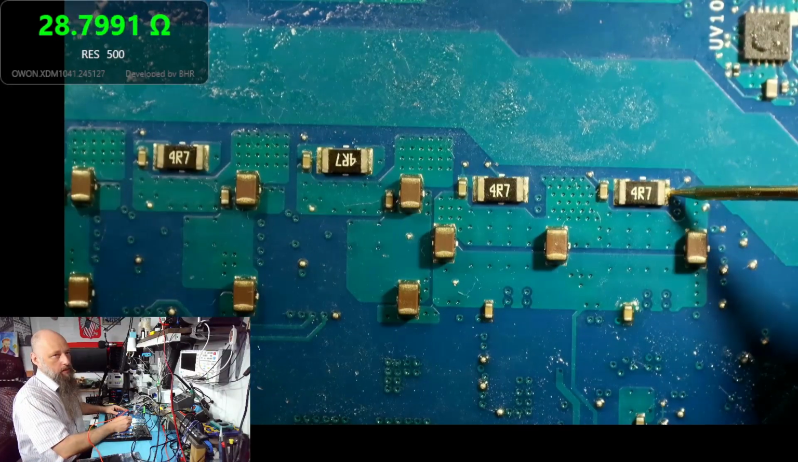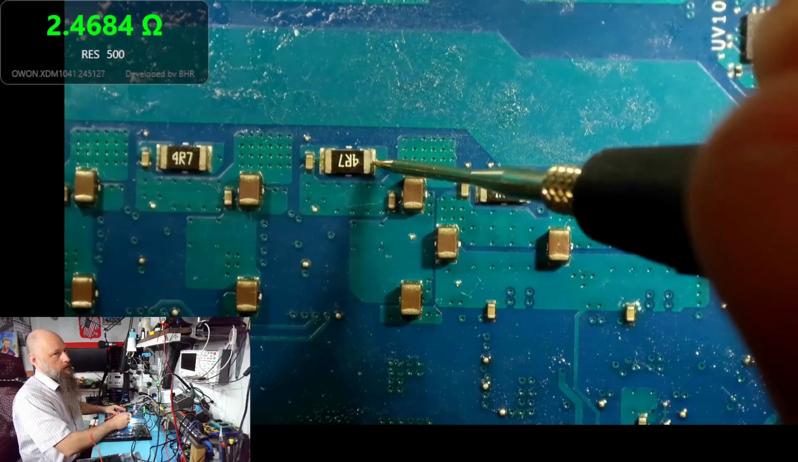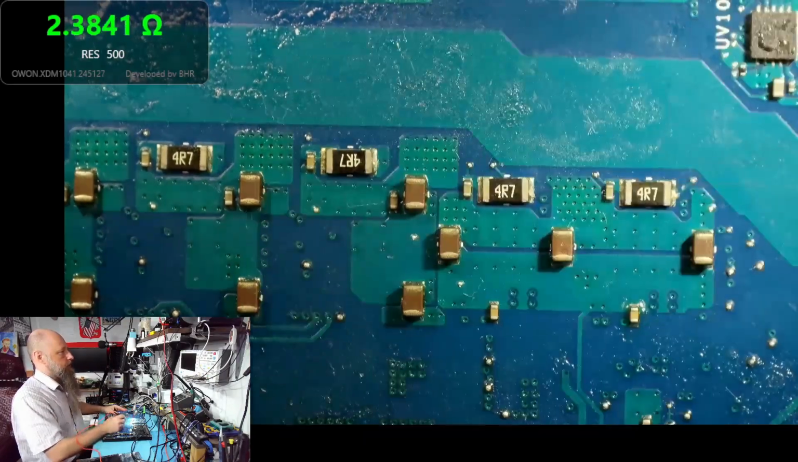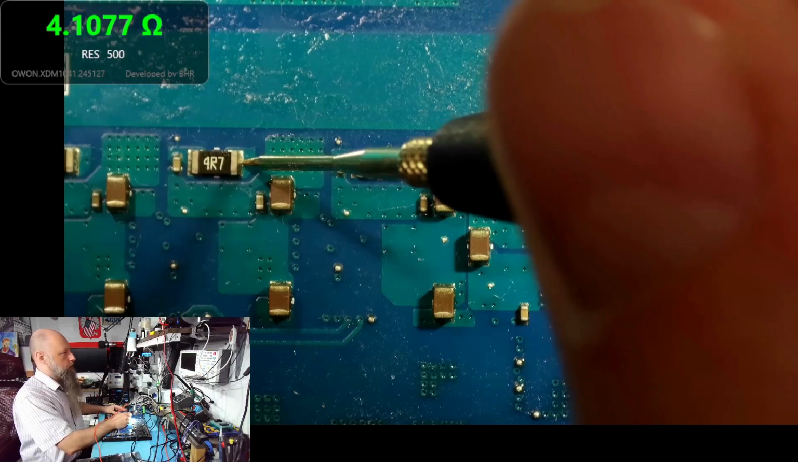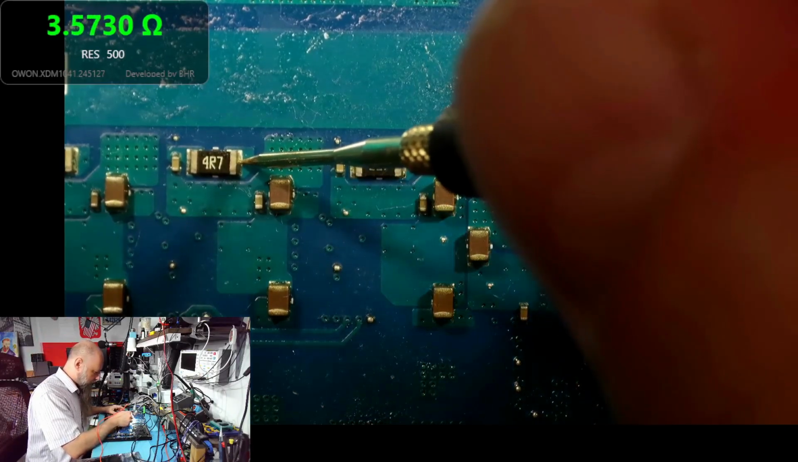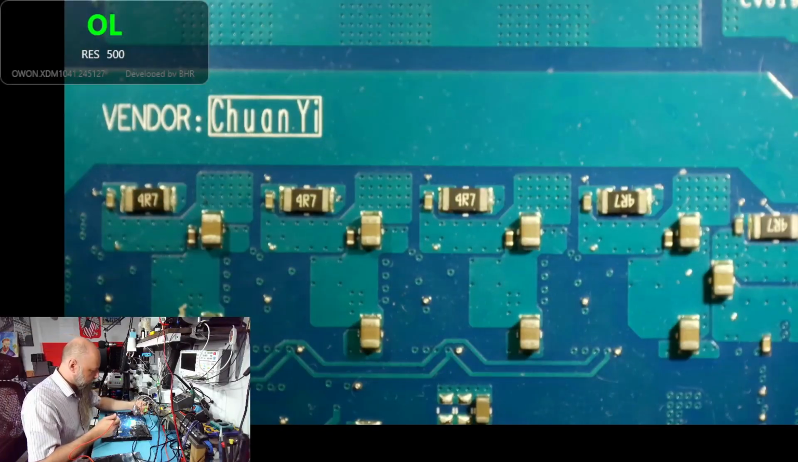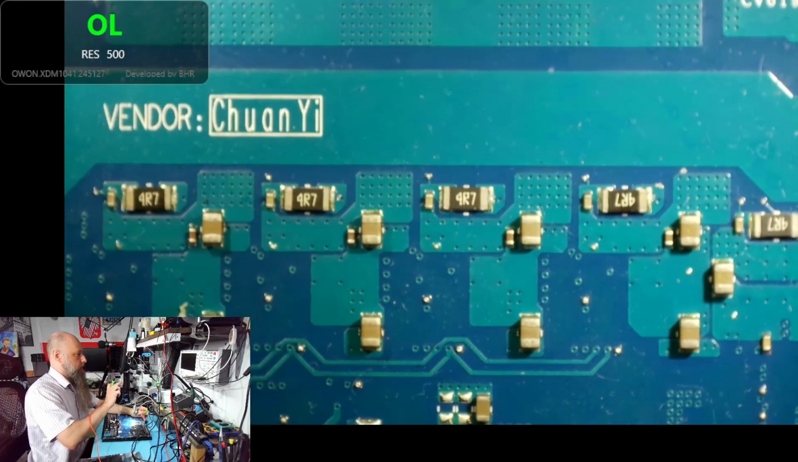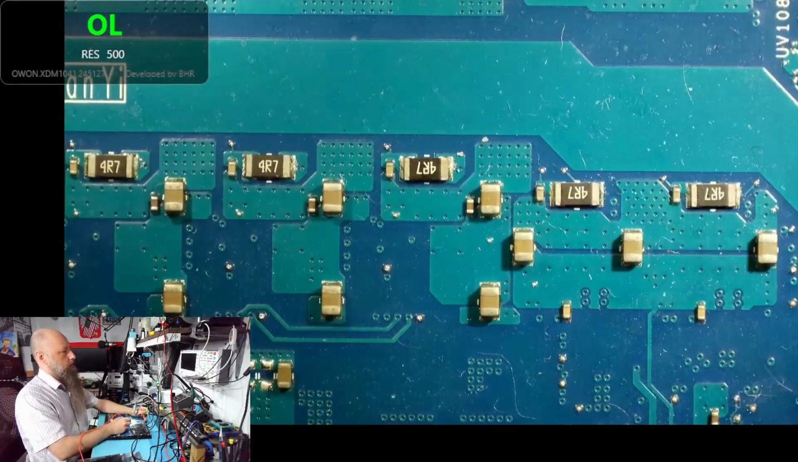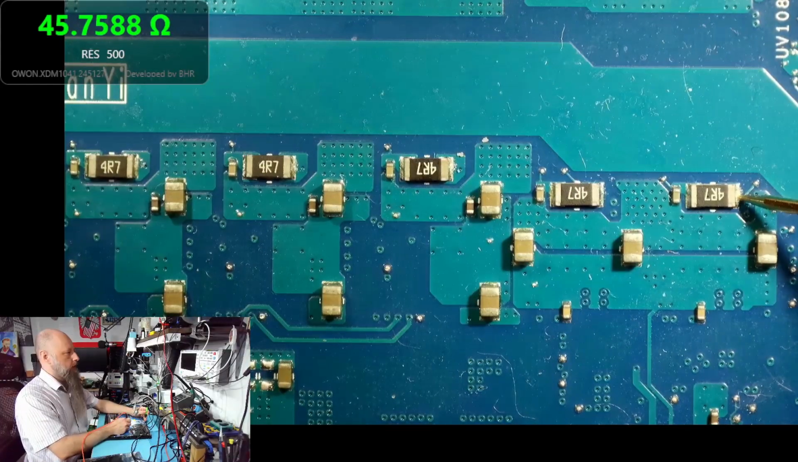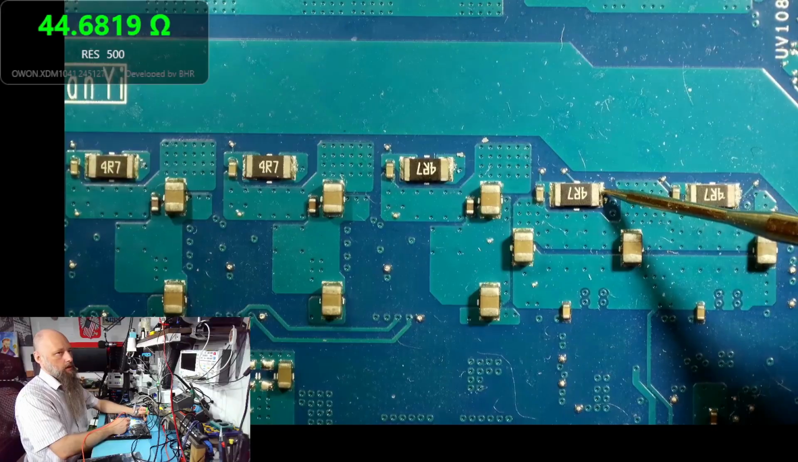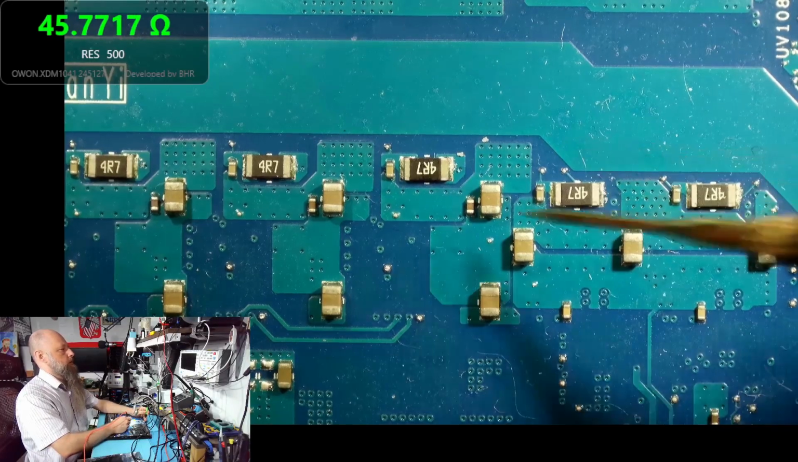This one's about 28 ohms, about 2.5 on this one, the third one around 4, the fourth one around 7, and around 5 or 6 on the last one, right? This is likely normal. And now let's check our replacement board. The first one around 45, that's good. Second one around 45, that's good.